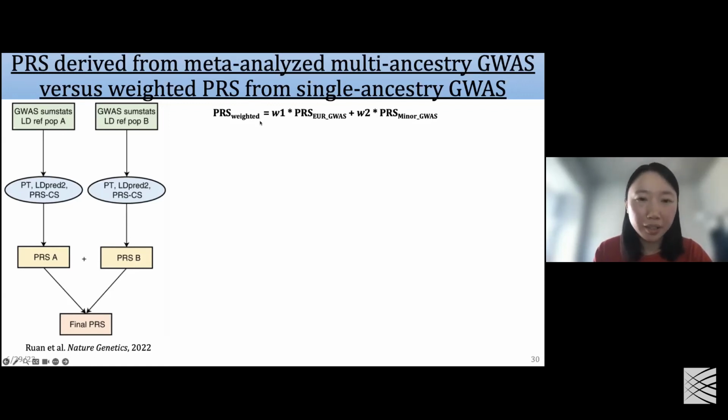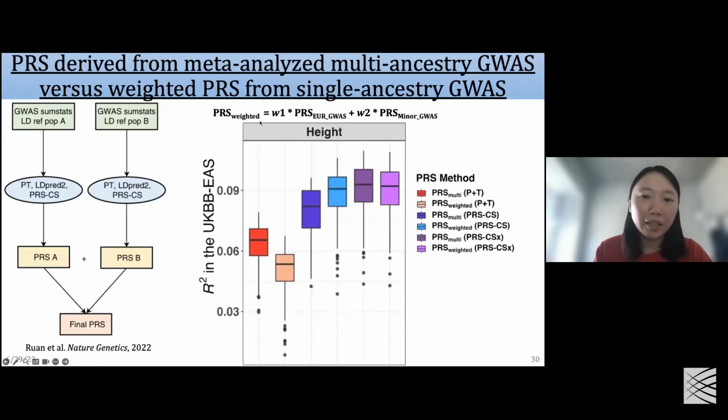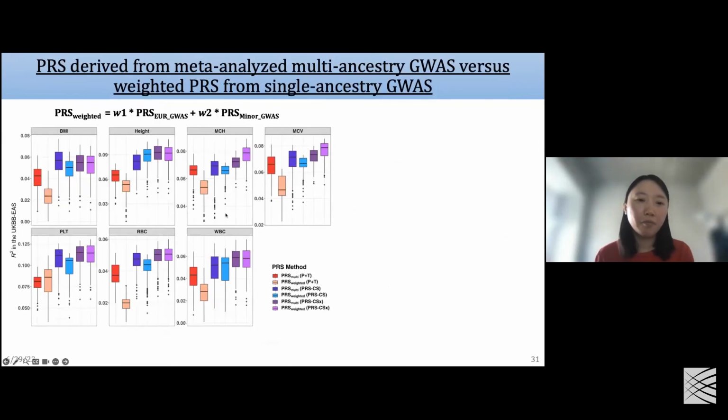So in this analysis, we compare the previously meta-analyzed multi-ancestry strategy, which is PRS multi, with this PRS weighted for these 3 different methods. And this y-axis is still the accuracy in the East Asian. And we showed the same figure also for other traits, to better illustrate how they show across different traits.